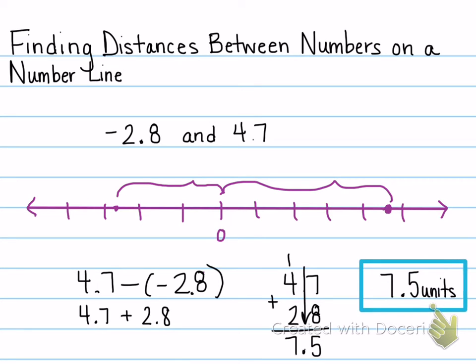Now, if you would have put the negative 2.8 first, and you did negative 2.8 minus 4.7, you would have gotten negative 7.5 units. But because you're talking about a distance between 2 points, your answer needs to be positive because distance is a positive measure. Okay, try it out on your worksheet. Good luck.